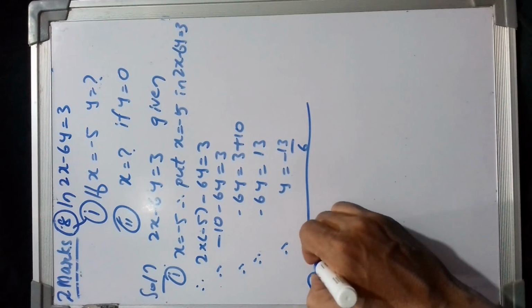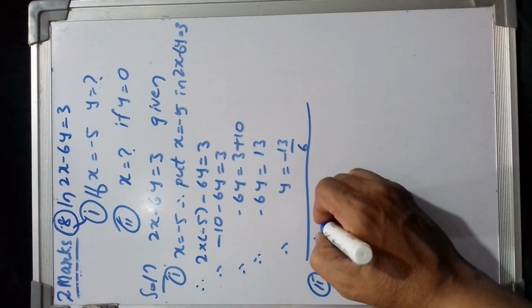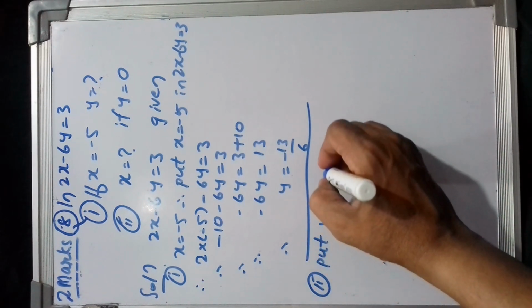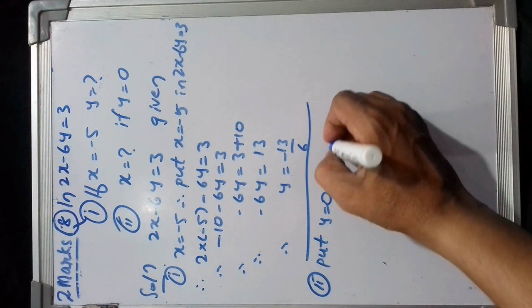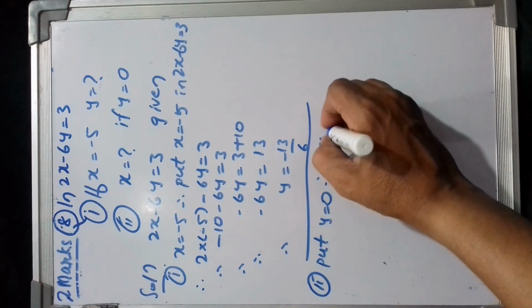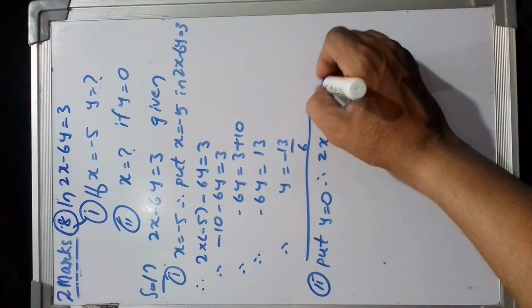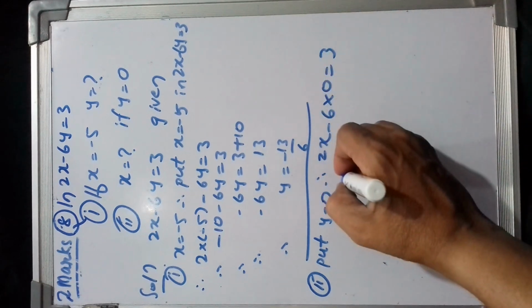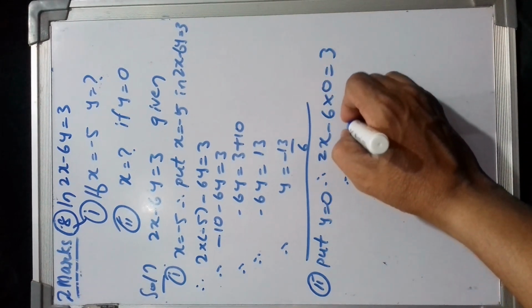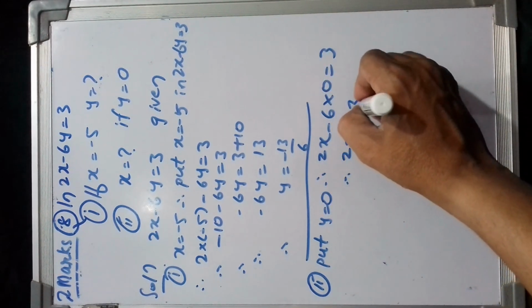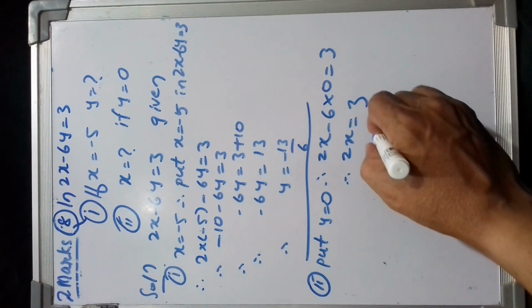In the second case, when y is equal to 0 is given, what will be the value of x? So we are going to take 2x minus 6y is equal to 3. We are going to put y is equal to 0. So this will become 2x minus 6 into 0, that is 2x minus 0 is equal to 3. Therefore x is equal to 3 upon 2.